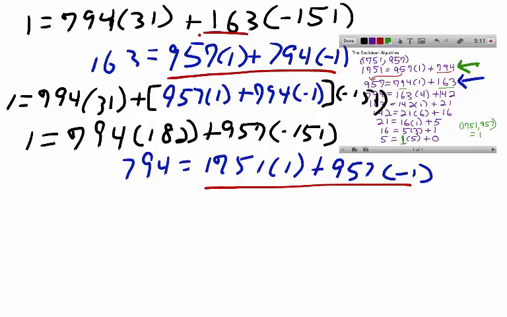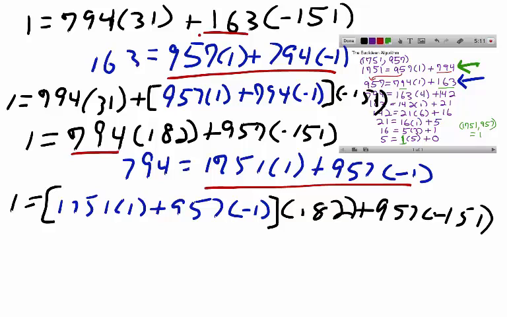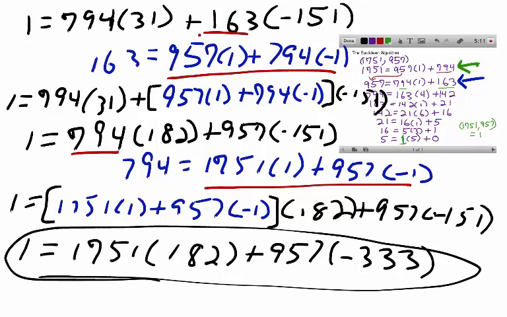We substitute this expression in for 794 in the line above, and this gives us 1 equals 1751 times 1 plus 957 times negative 1, times 182, plus 957 times negative 151, which simplifies to 1 equals 1751 times 182 plus 957 times negative 333, which is our desired linear combination.